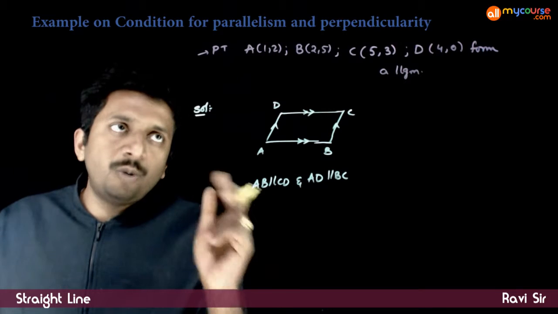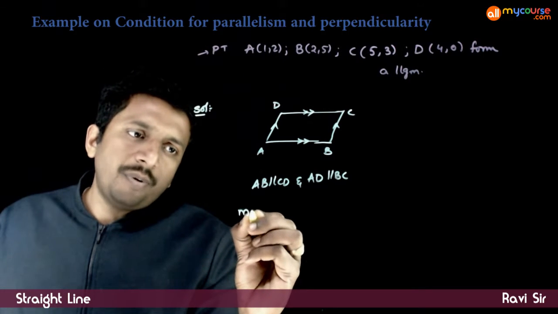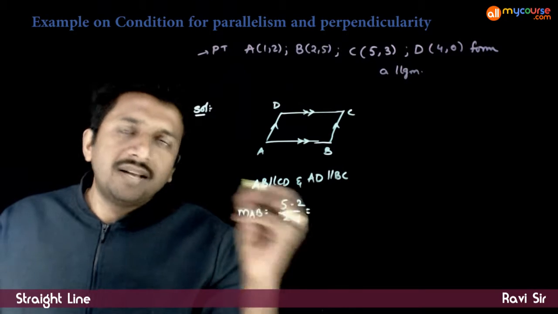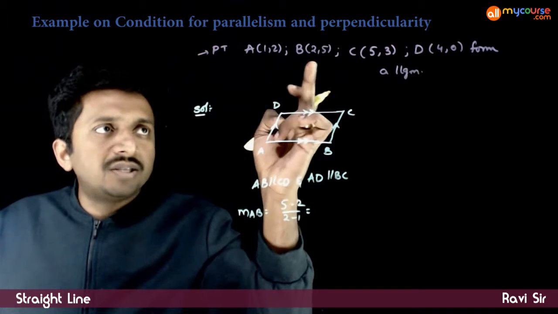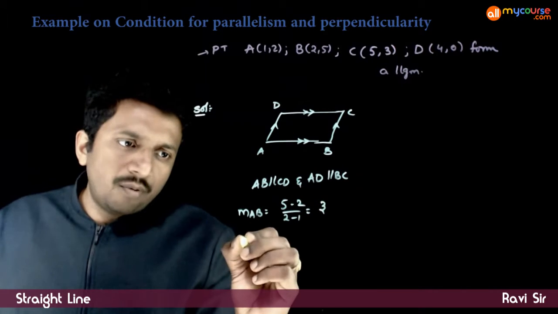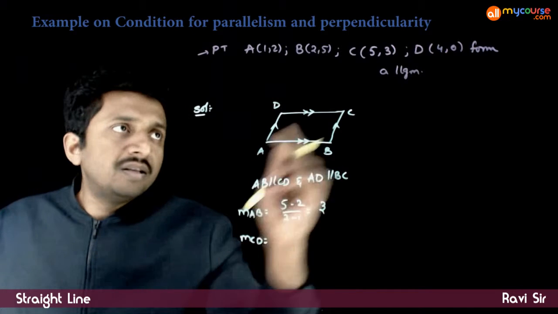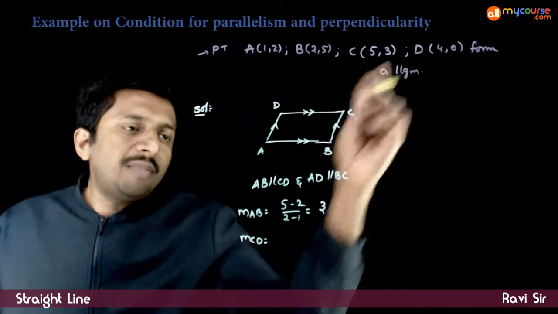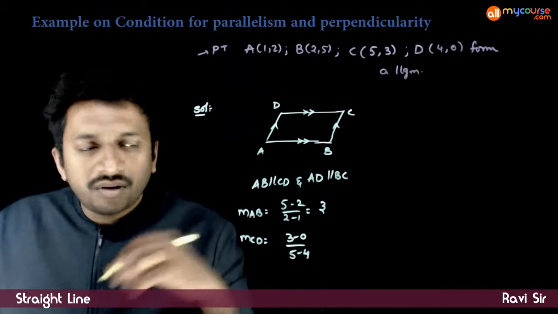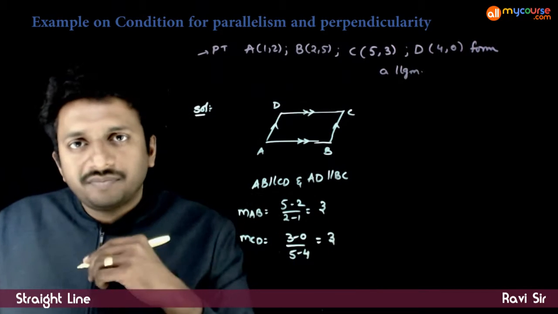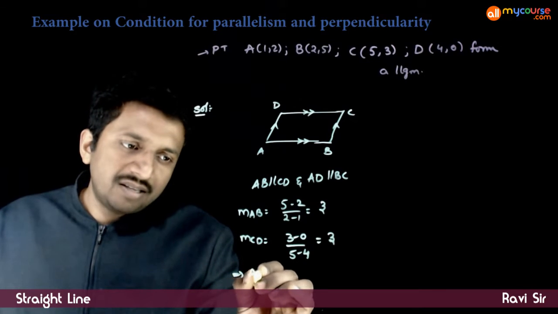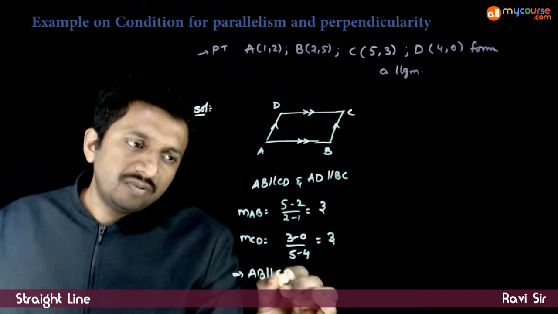So let us find the slope of AB. Slope of AB is (5 minus 2) by (2 minus 1). That is 3. And what is the slope of CD? Slope of CD is (3 minus 0) divided by (5 minus 4), which is equal to 3 again. That is, slope of AB is equal to slope of CD. This implies AB is parallel to CD.